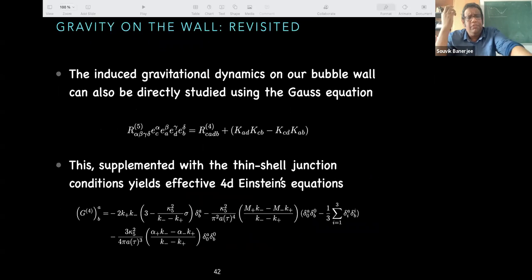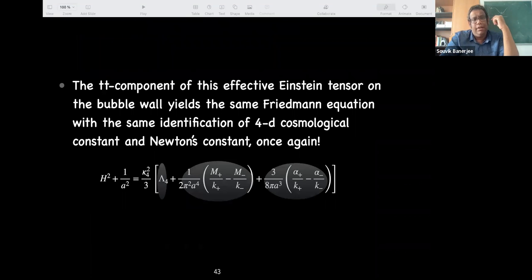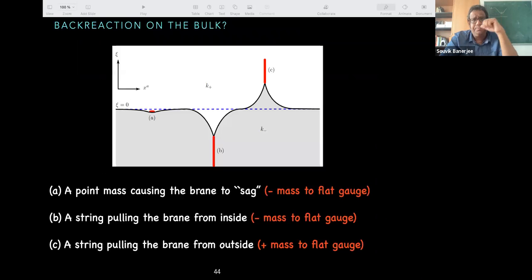Now you can also understand it in a much more straightforward way by considering the Gauss-Codazzi equation. Eventually, you reduce the 5-dimensional Einstein equation into the 4-dimensional Einstein equation using the Gauss equation, and you actually get exactly the same sort of behavior. In particular, if you consider the energy component, you get exactly the same components: one component which comes from the bulk matter, which behaves as radiation on the brane, and something that comes from the bulk string density that behaves as a matter density on the brane.